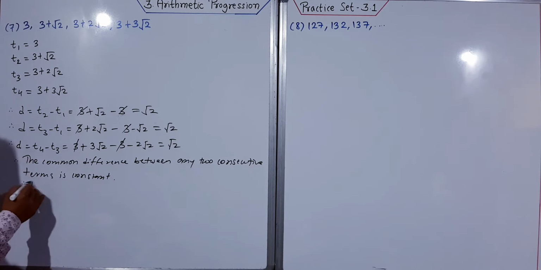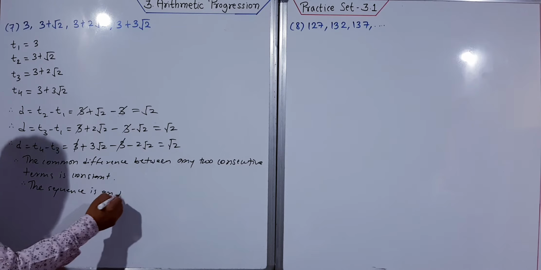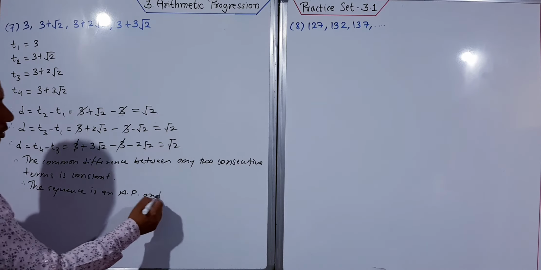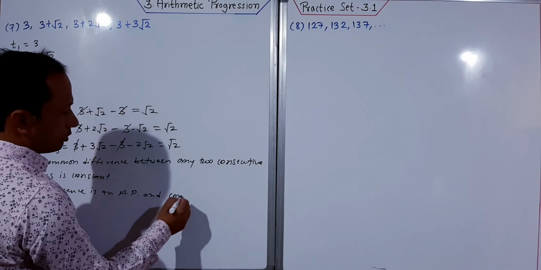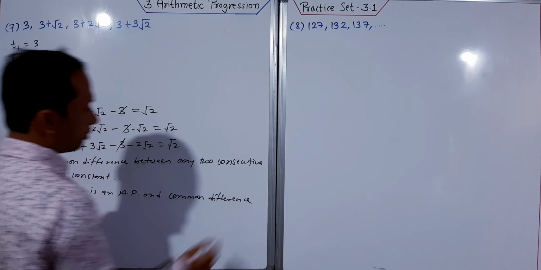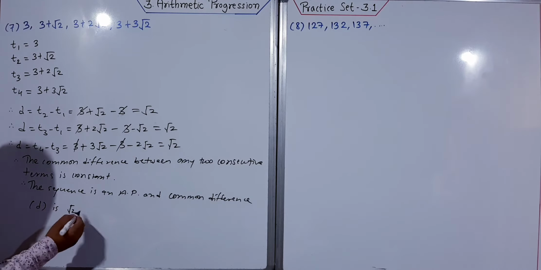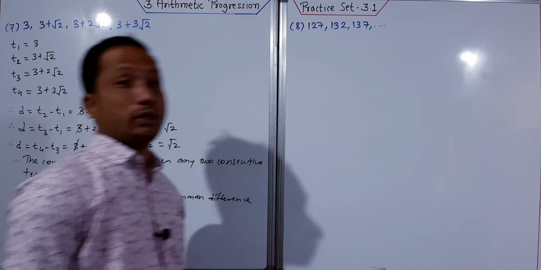Therefore the sequence is an AP, and the common difference D is root 2 for this sequence. Come to the next one.